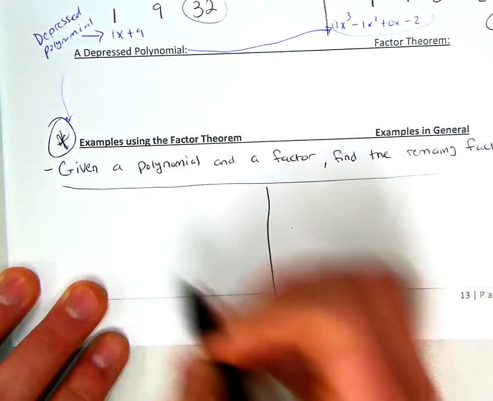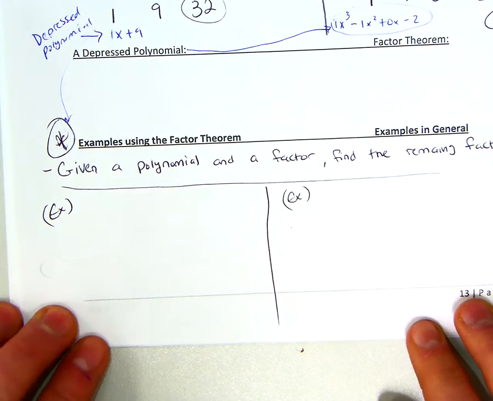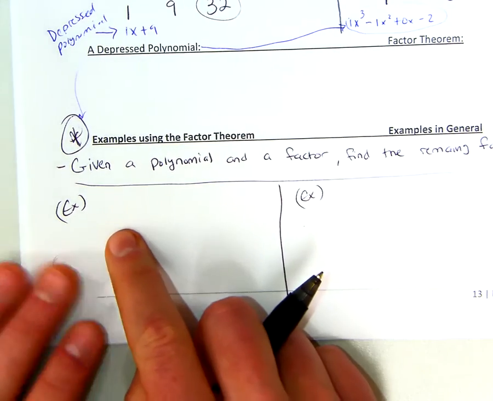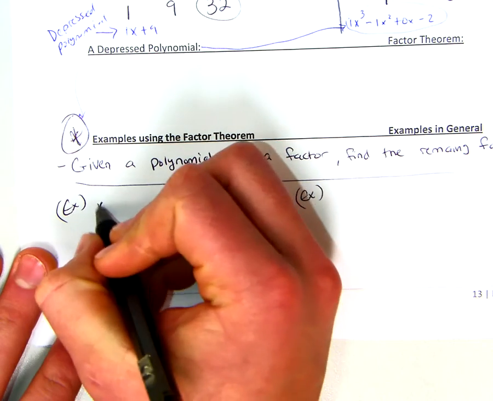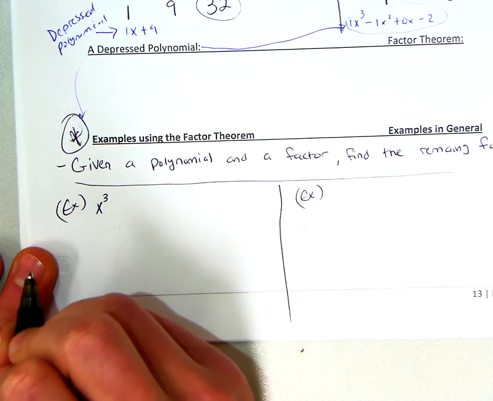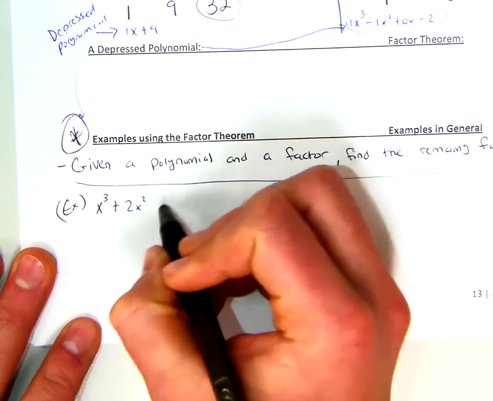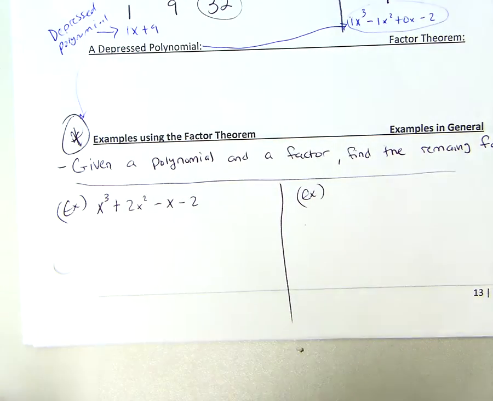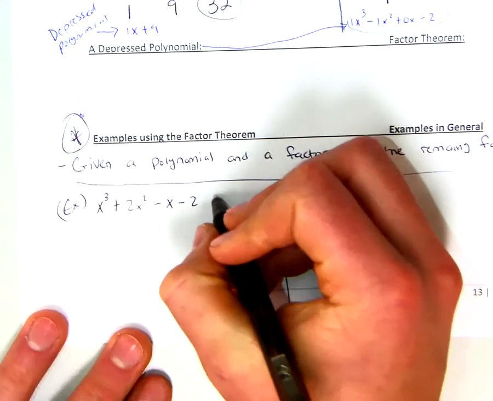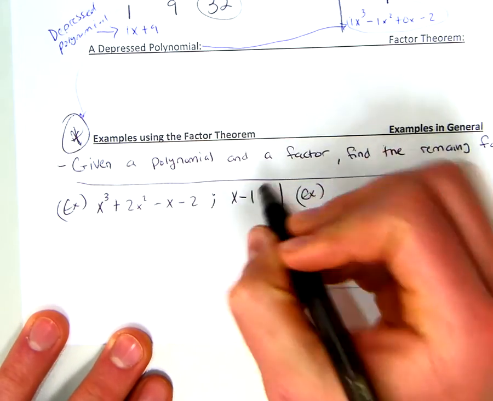Okay, so we're going to have two examples. We have example here, example here. So this first example on the left, you're going to have x to the third plus 2x squared minus x minus 2. And then in your book it makes a semicolon and then says x minus 1.